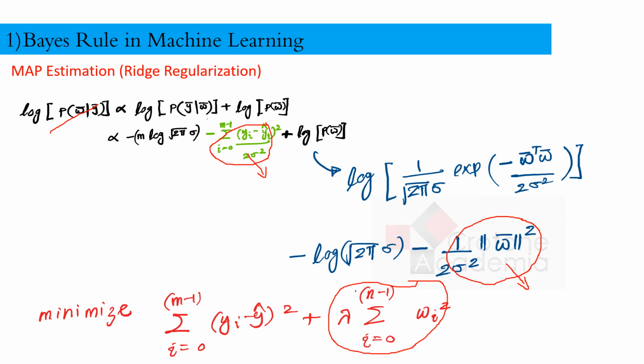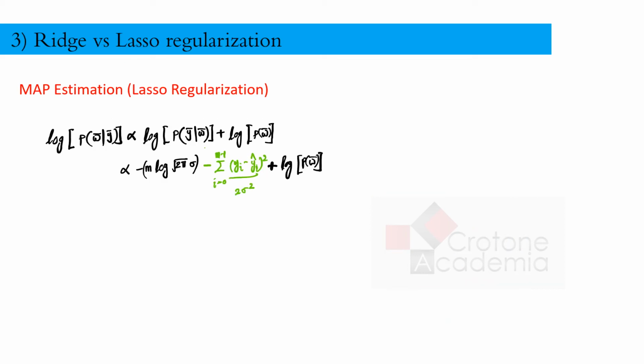If we have the sum of squared weights, we call this ridge regularization. This lambda is known as the regularization parameter because it controls how much the sum of squared values of w is contributing to the final optimization function. In this optimization equation, the prior doesn't have to be a Gaussian distribution all the time. It can be some other distribution as well. Here let's take a Laplace distribution.